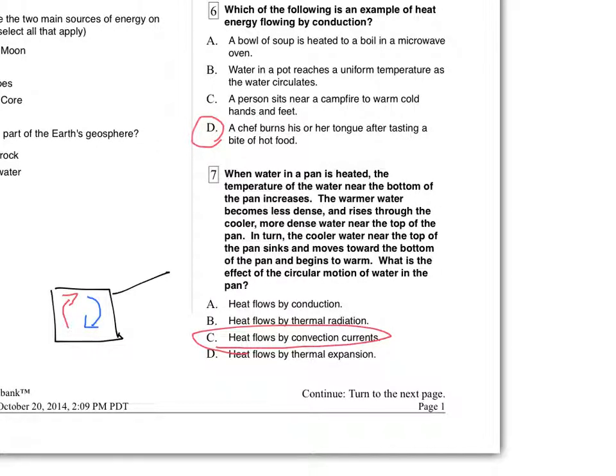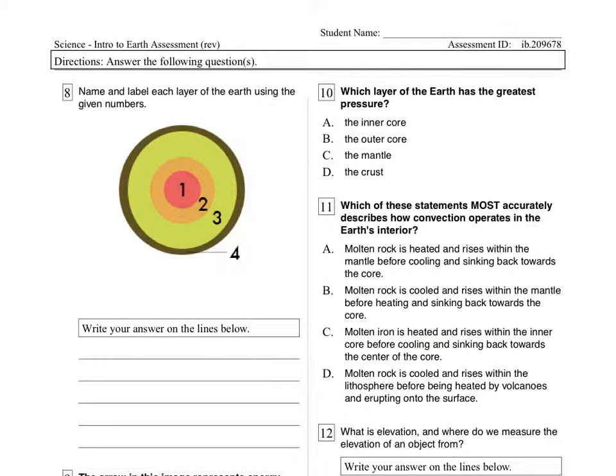Not conduction, because conduction is through solid objects touching, and thermal radiation and thermal expansion, we never even mentioned those words in class, so it should have been a toss-up between just A and B for them. So, moving on. Number 8.